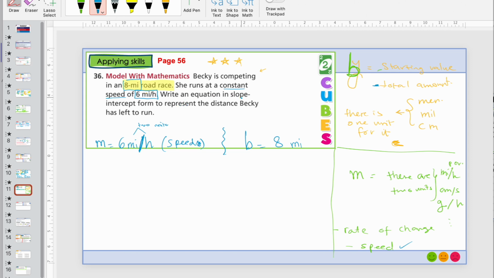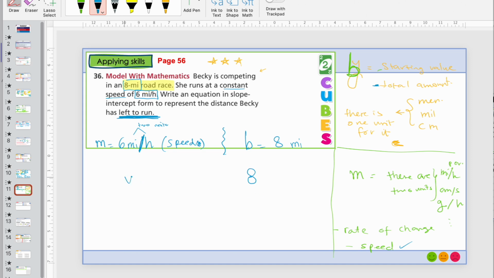Write an equation in slope-intercept form to represent the distance Becky has left to run. So she wants to represent the distance she has left to run. This means that there is a subtraction that should be done. I have to think about it. I need to finish all 8 miles. So my speed should be removing the amount of miles that I'm going to have to complete later on.